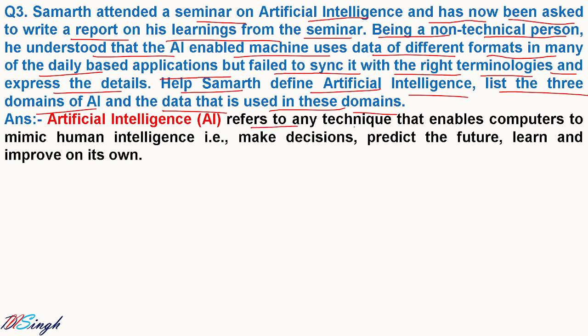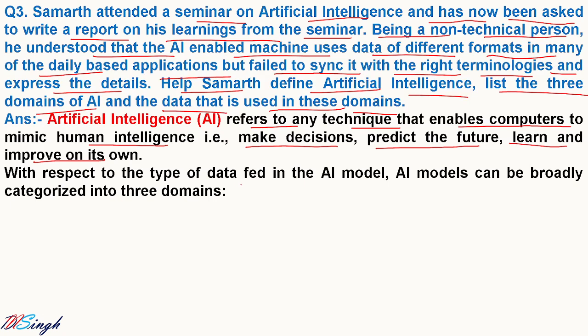Artificial intelligence refers to any technique that enables a computer to mimic human intelligence. Any machine that mimics human intelligence is called an artificially intelligent machine. It makes decisions, predicts the future, learns and improves on its own. Remember this definition, read it 2-3 times if you are not able to get it. Otherwise it's very simple. If you listen once or twice, definitely you will be able to remember. So what is artificial intelligence? AI refers to the technique that enables a computer to mimic human intelligence, make decisions, predict the future, learn and improve on its own. So such types of machines are called what? Artificially intelligent.